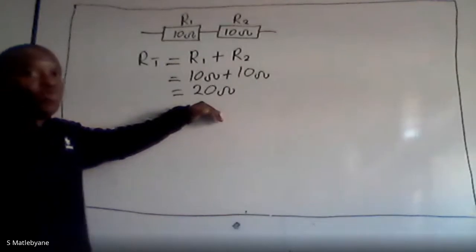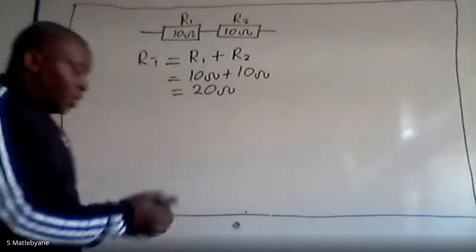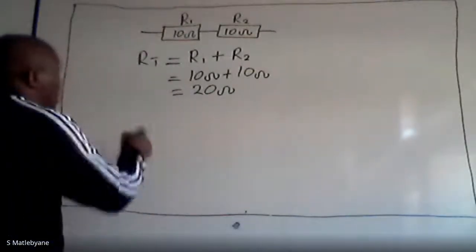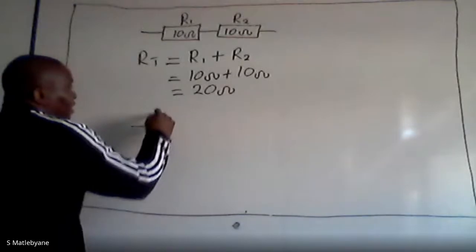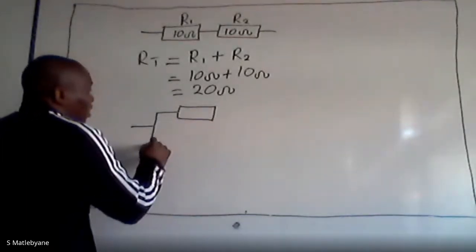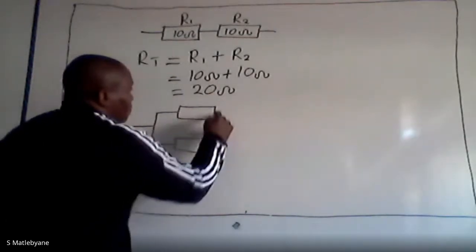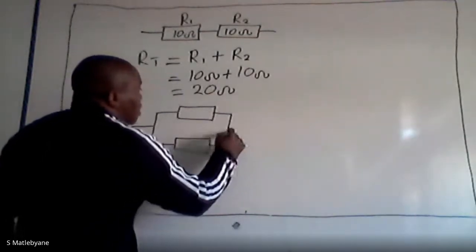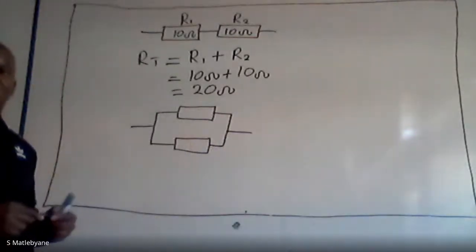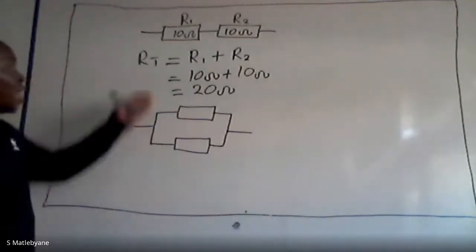Then I'm going to move to resistors in parallel. So I'm going to use the same values again. Now we have another circuit, but the resistors now are connected in parallel to each other. So when resistors are connected across to each other like this, we say that they are connected in parallel.